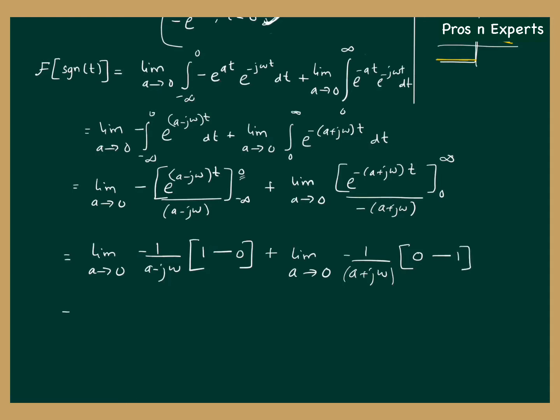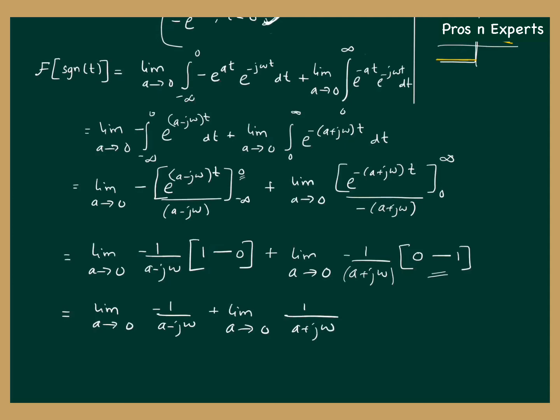Okay, so this is equal to limit a tends to 0 minus 1 by a minus j omega into 1 plus limit a tends to 0. This is minus 1 here, right? So minus 1 becomes plus 1 by a plus j omega.